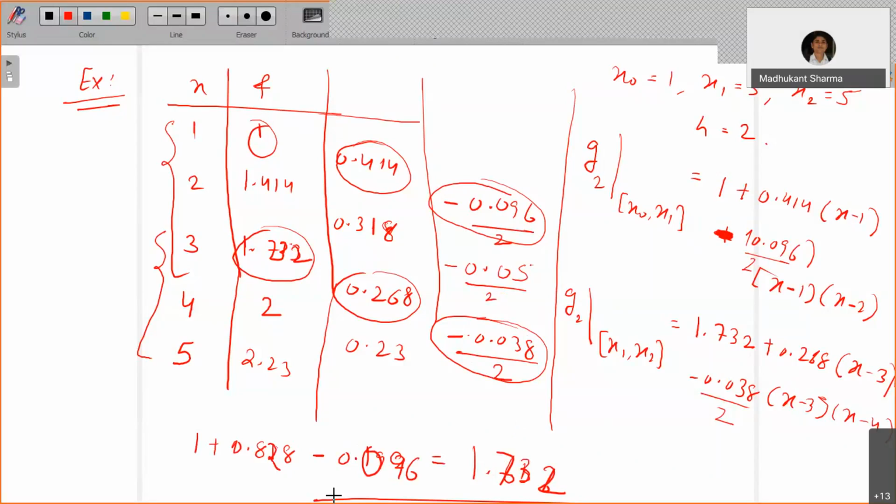Right. So yes, I have created a forward difference table here. Okay, so we have to create the divided difference table here. So for this, you have to divide by 3 minus 1 and 5 minus 3. So for this case it is 3 minus 1, for this case it is 4 minus 2, and for this case here 5 minus 3.